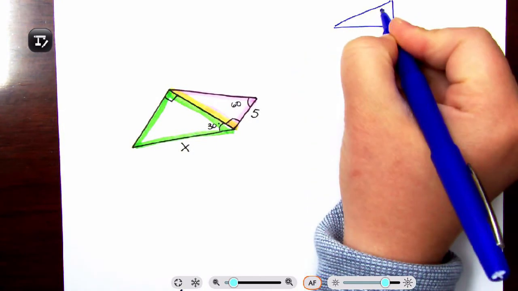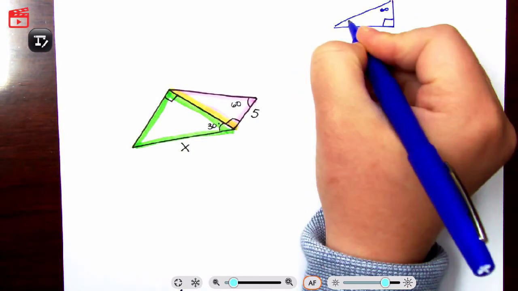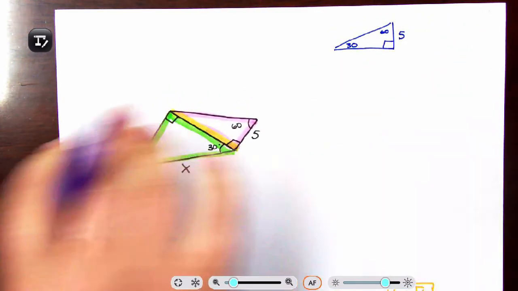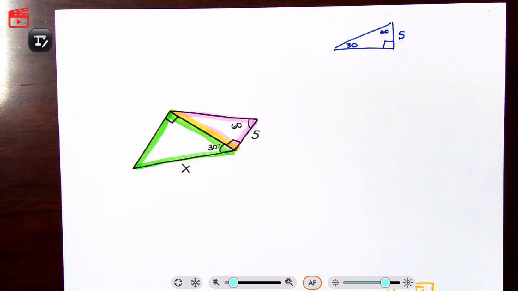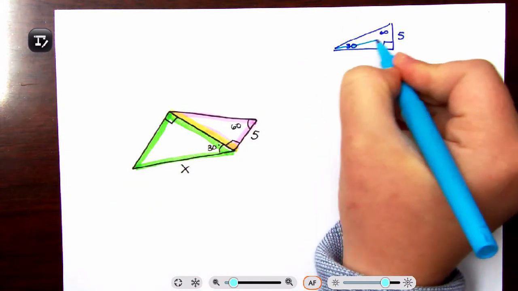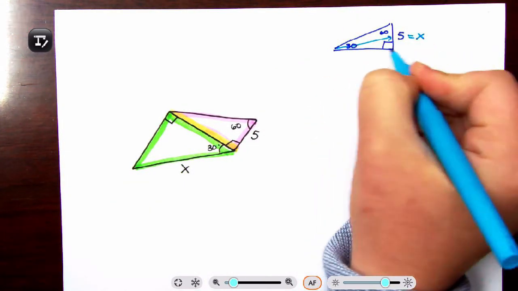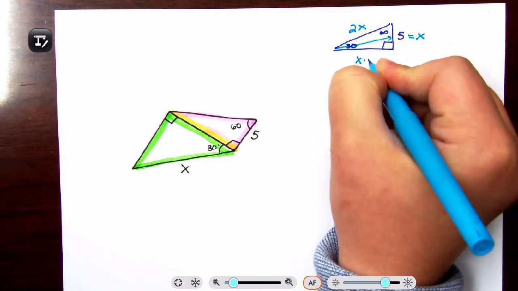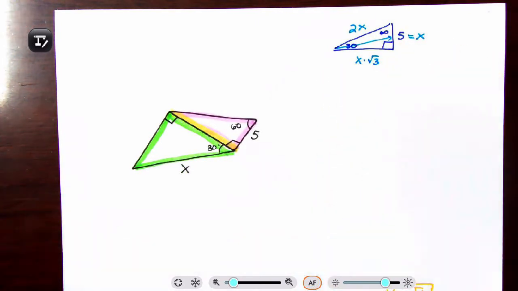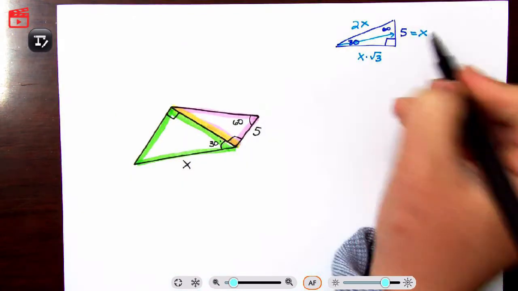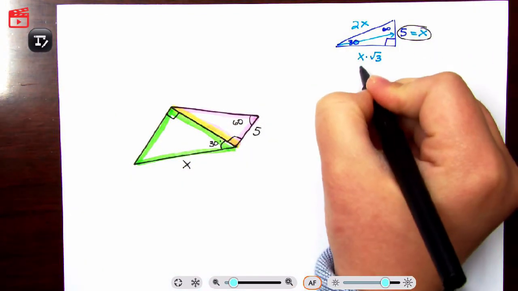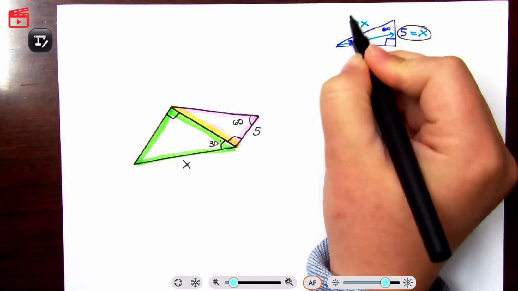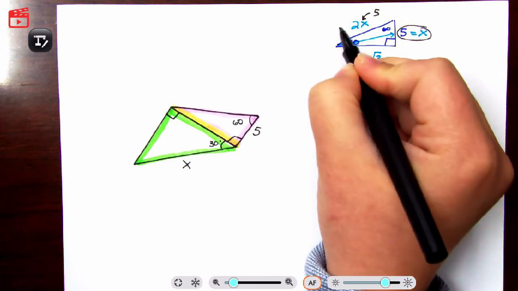So this is 60 degrees, this is 90 degrees, that means this side's 30. They do give us this side right here, which is 5. I am happy about that because it is across the street from the 30 degrees, which means this is your x, hypotenuse is 2x, and this one is x times root 3. If we know x, then we know that this guy is 5 root 3. We just plug in for x. And this is 2 times 5, which is 10.